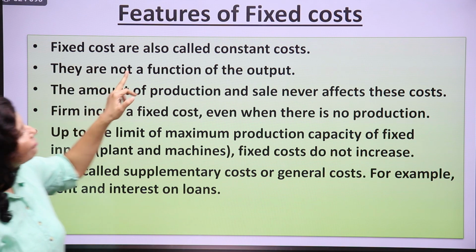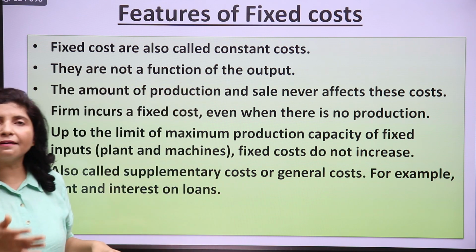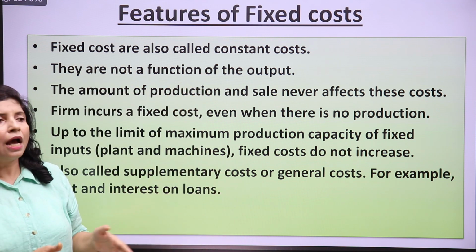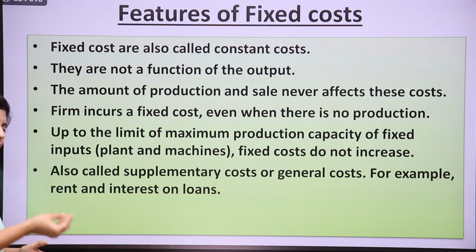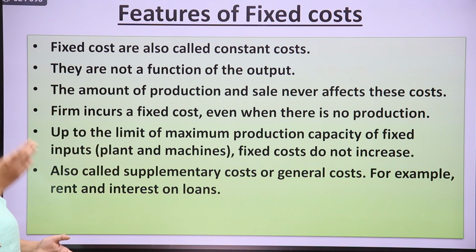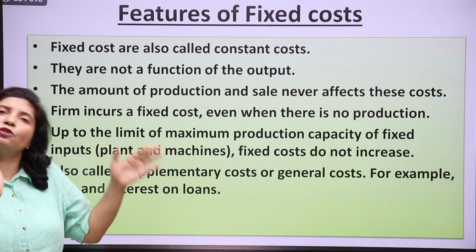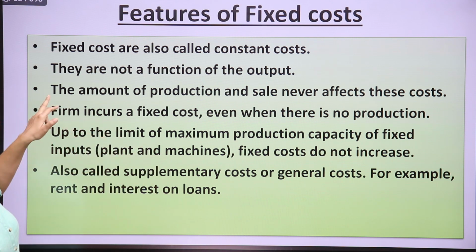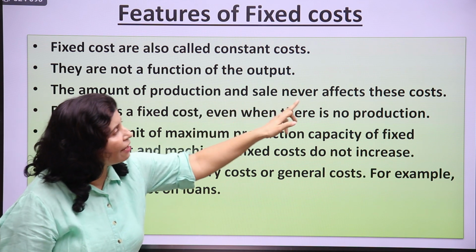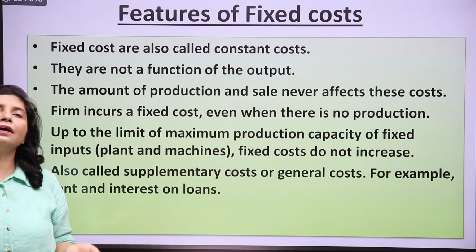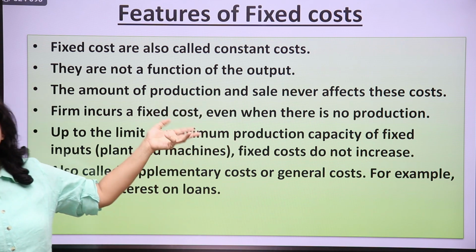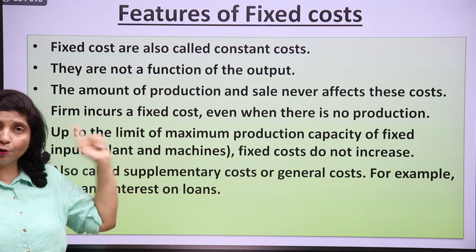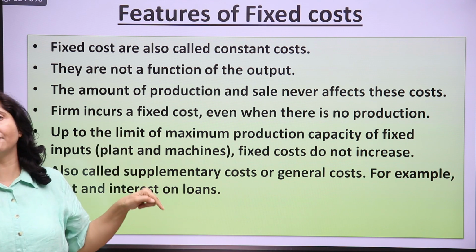Then they are not a function of the output. When output increases, they do not increase. Initially, until the maximum limit is attained, they do not increase. You can either produce nothing, or produce up to maximum capacity, maybe 100 packets of bread, whatever maximum capacity you have with your plant. The amount of production and sale never affects these costs. Whatever amount you are producing and whatever sales you are doing in your market will not affect your fixed cost up to the maximum capacity which you have set with your plant.